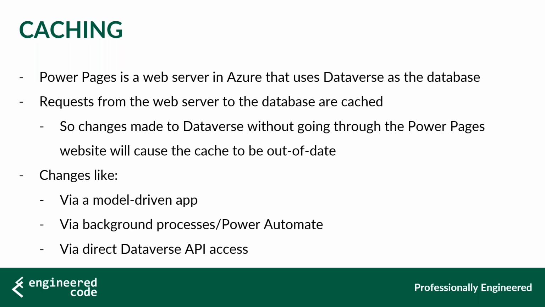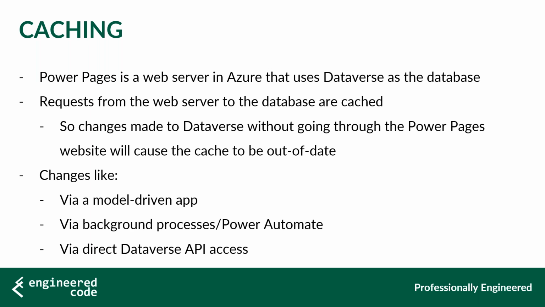Now, your Power Pages site would be unbearably slow if every single time you opened up a page, it had to request all the data that it needs from Dataverse. That includes the web page content, all the rows, all that sort of stuff. So caching exists so that when requests are made from the web app to Dataverse, there's a caching layer so that not all the requests have to be made over and over and over again. However, that means that if you make changes directly to Dataverse, not through the Power Pages web app, that caching layer can get out of date.